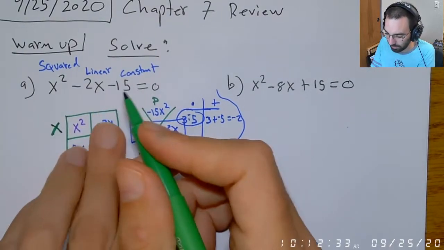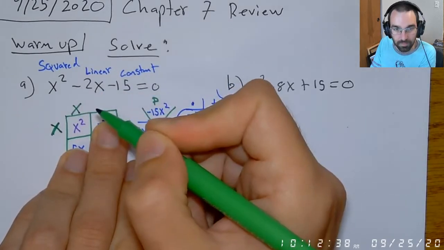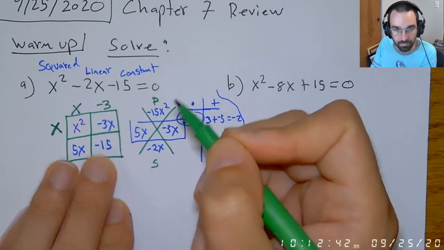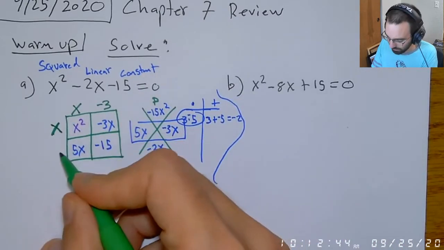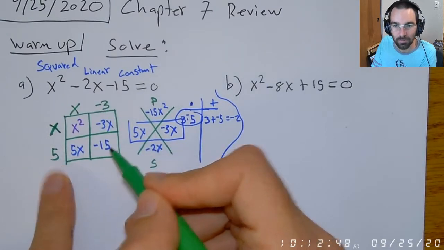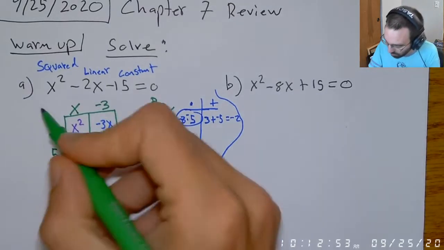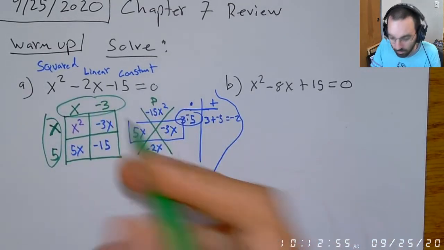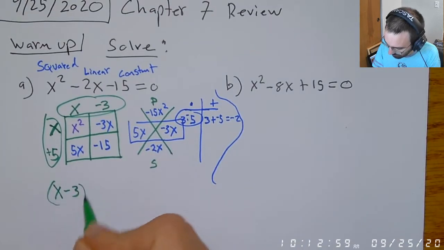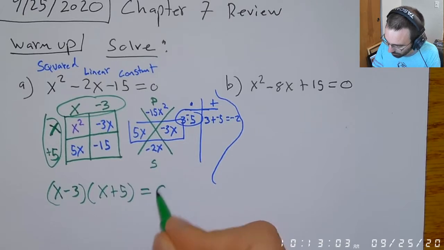So I think to myself, what times x gives me x squared? I have an x. What times x gives me negative 3x? I get a negative 3. What times x gives me 5x? That's 5. And then we can double check here. Does negative 3 times 5 give me negative 15? Heck yes, it does. So these are my factors. So I'm going to write them down here. I get x minus 3 times x plus 5 equals 0.